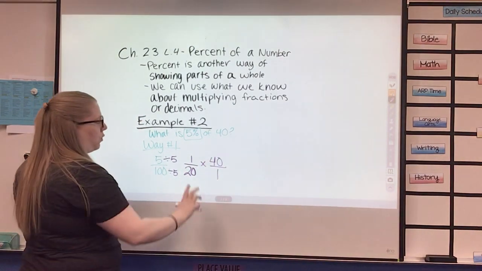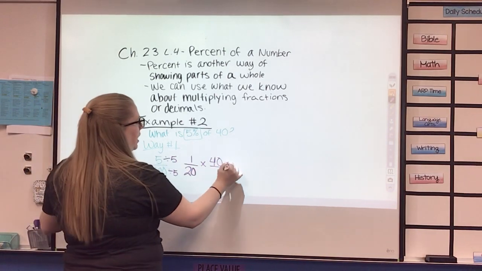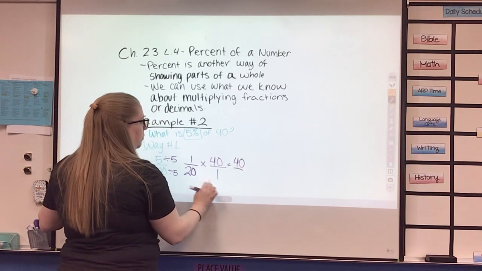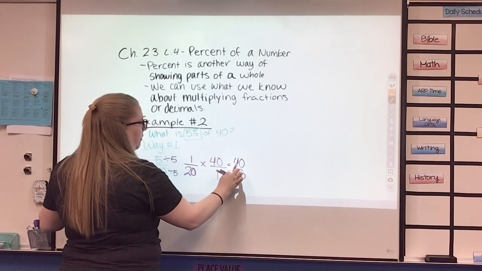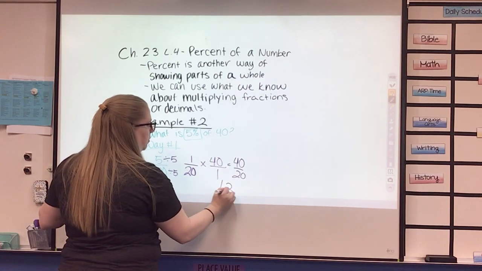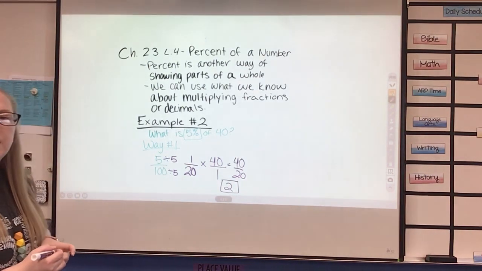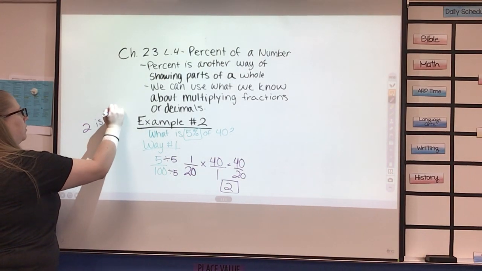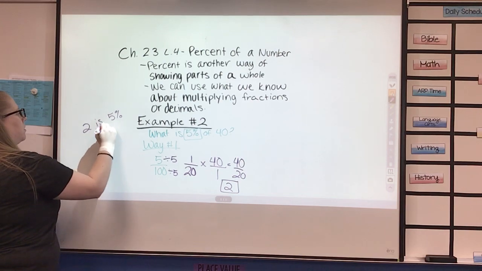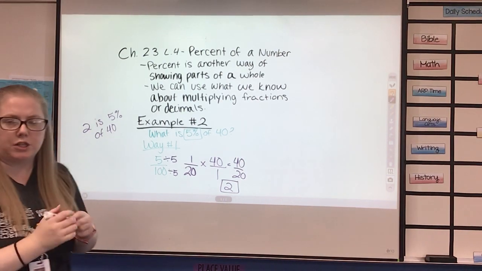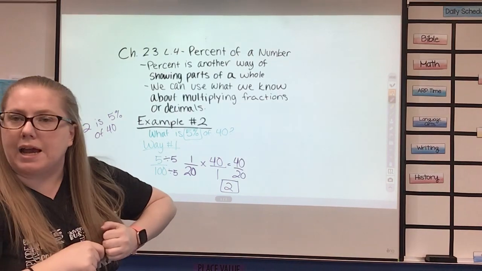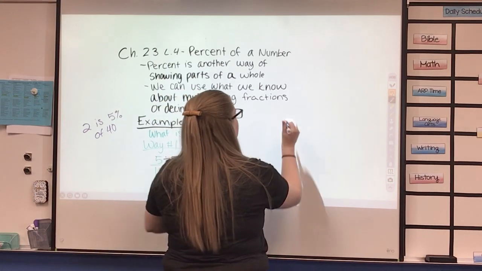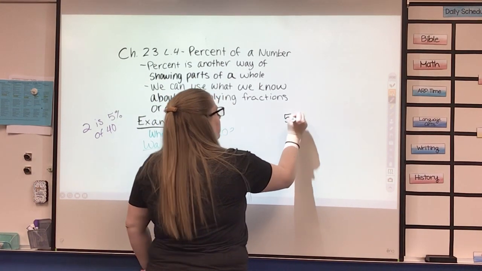And again, I can cross cancel or I can just multiply. I'm just going to multiply. 1 times 40 is 40. 20 times 1 is 20. And simplify. 40 divided by 20 is 2. That is my answer. Okay, so 2 is 5% of 40. Okay, and then I'm also going to do it decimals, even though I don't like using decimals. I will show you again because maybe you like that way.